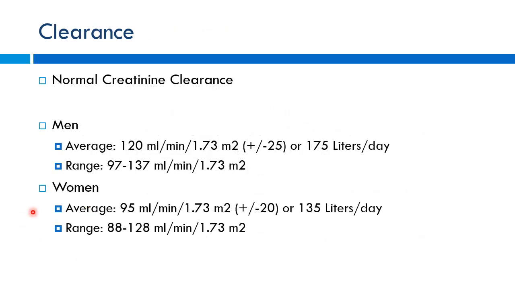So normal creatinine clearance for, say, an average male patient would be something like 120 mLs per minute per 1.73 meters squared. Again, that's just body surface area. The range can be pretty wide there. Once you start getting down much below that, so starting getting into like the 60s, the 30s, the 10s, that's when you're starting to see pretty significant renal dysfunction occurring there.